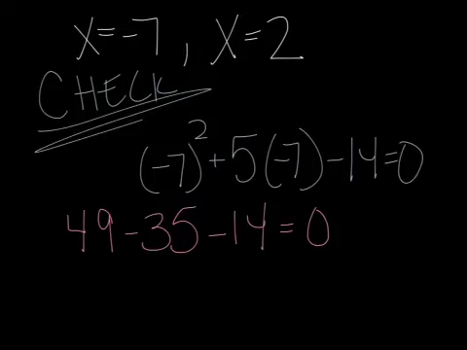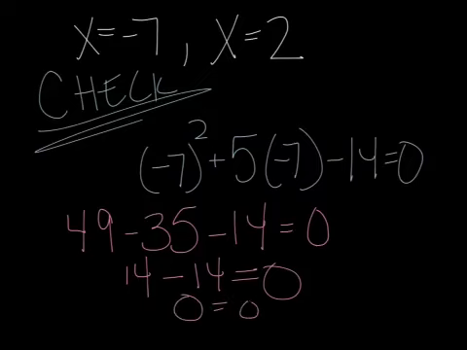From here, we're going to keep evaluating. We know that 49 minus 35 is 14. And then we just bring the next 14 down. And 14 minus 14 is in fact 0. So that proves our equation right.